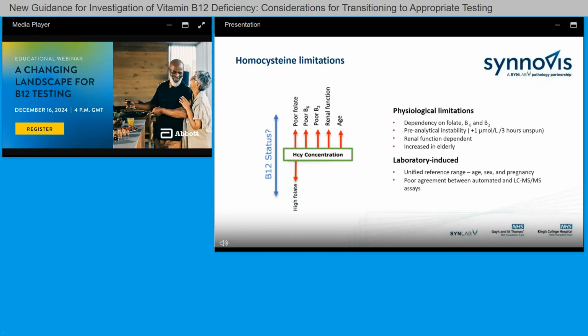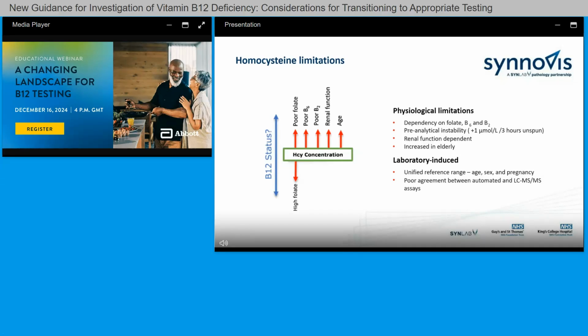B6 also influences homocysteine concentration, and to a minor extent so does B2. You also need to be aware that homocysteine is increased in a patient with poor renal function, and it also increases with increasing age. One of the main challenges for using homocysteine, especially in a primary healthcare environment, is the pre-analytical instability. It is very important that the red cells are removed from your plasma sample as quickly as possible to prevent artifactual elevations in homocysteine.